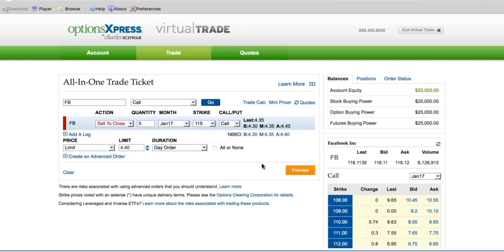So that's how buying and selling options work. If you're just doing a simple buying and selling of a call or a put, it's buy to open and sell to close. Just really remember that. And again, just always double and triple check your orders before you place them.